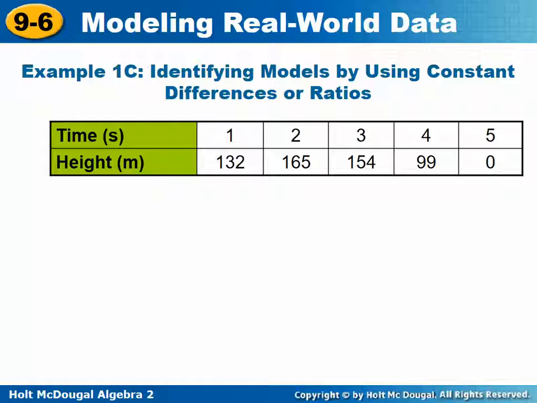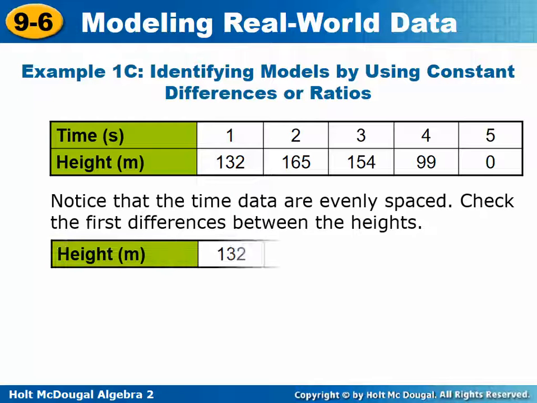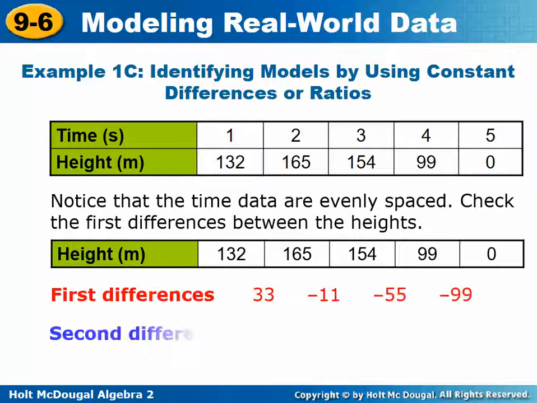Okay, let's check this one. So first we look at the x values and make sure they're increasing at a constant rate. And if they are, then you can check the first differences by subtracting 165 minus 132, and that's 33. And then 154 minus 165 is going to be negative something. So the first differences are not going to be constant. This is not linear. Then we check the second differences. And this time the second differences are constant. That tells us that this is a quadratic.